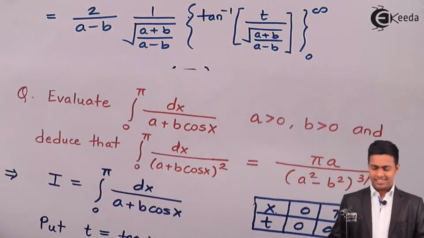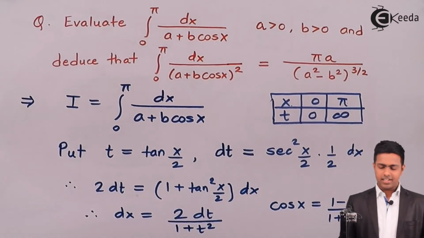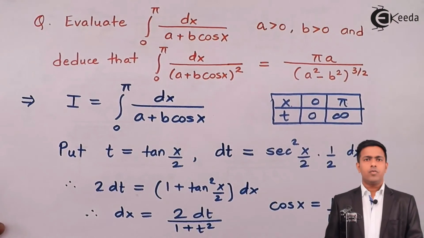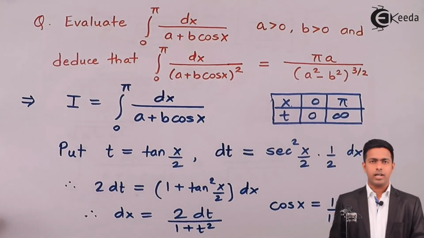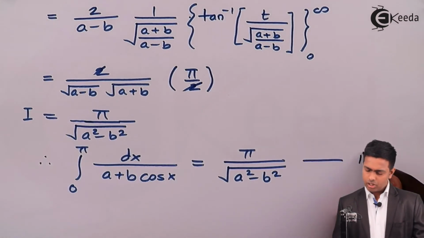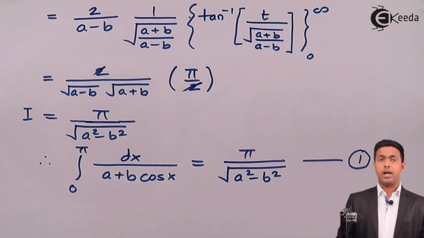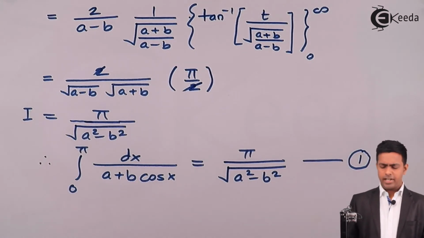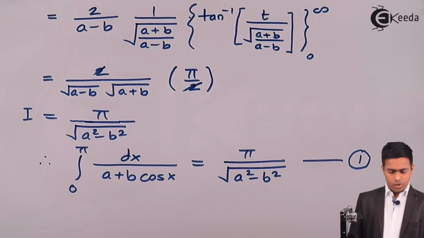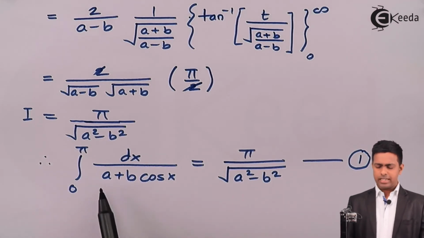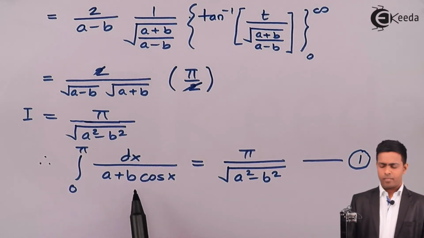Now guys, let's move to the deduction. So we have to deduce this result, and to deduce this result we will apply the rule of DUIS. So for that I'll call this result equation number 1, and we will apply DUIS on this equation number 1. So by DUIS, what do we do? We find the partial differentiation with respect to the parameters. So here there are two parameters, a and b.